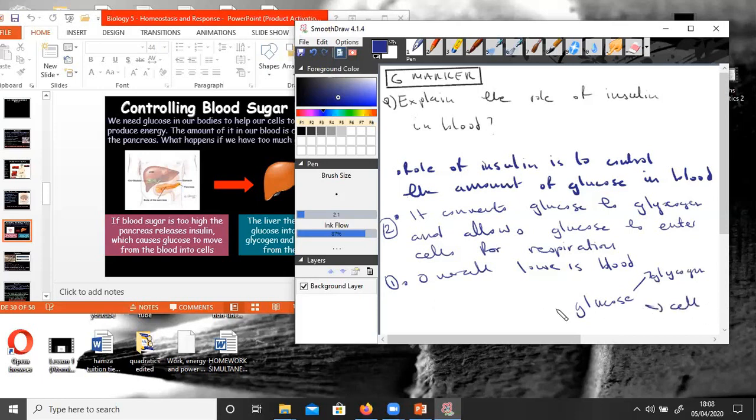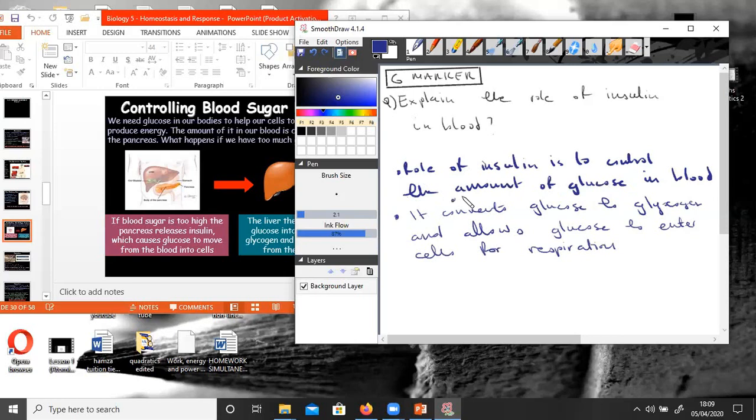Just make sure you know that. That's how glucose is lowered. Lowered glucose happens because some of it's made into glycogen, so there's less glucose now. Some of it goes into the cell and is made into energy. Less glucose there as well. So overall, lower glucose in the blood. So the role of insulin is to control the amount of glucose in blood.